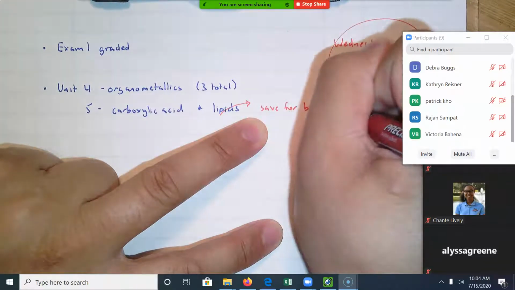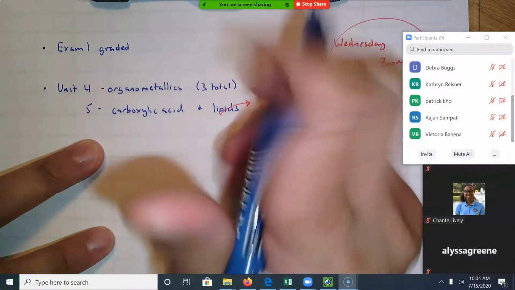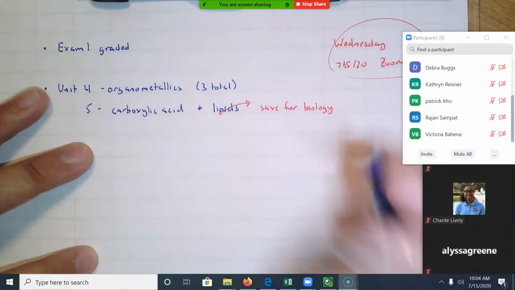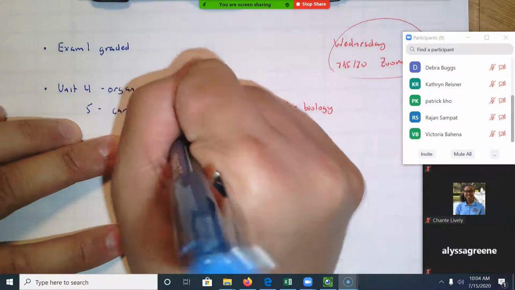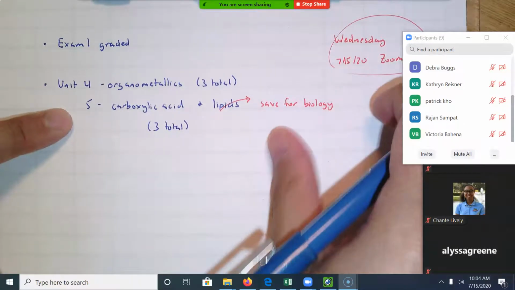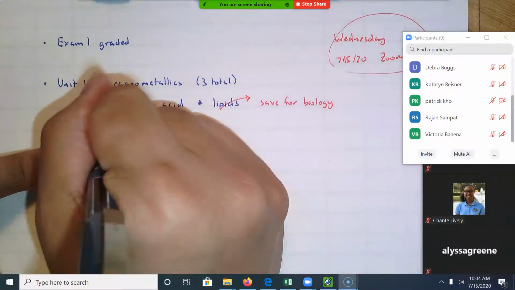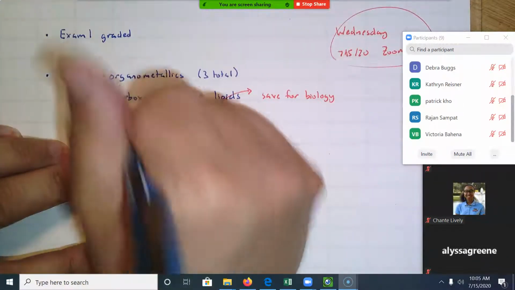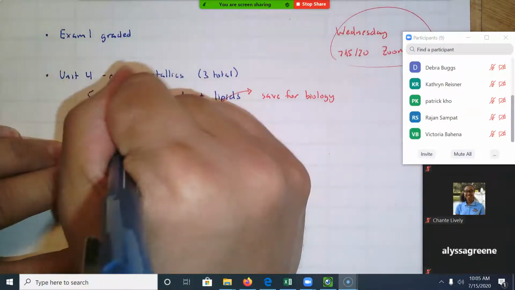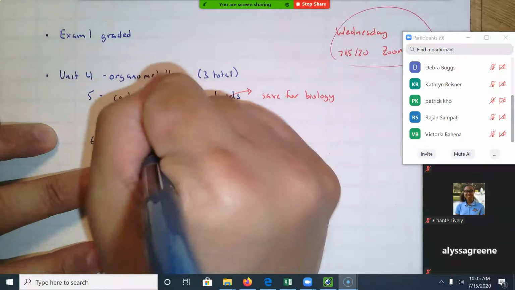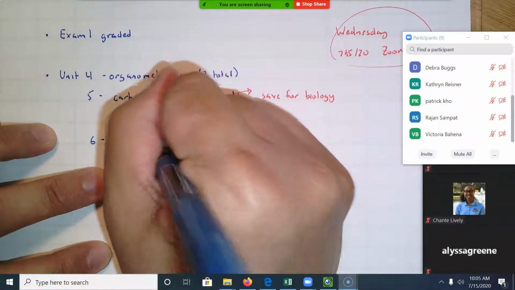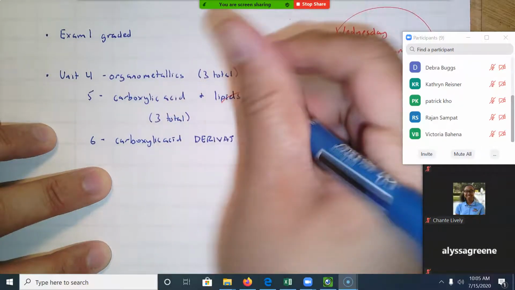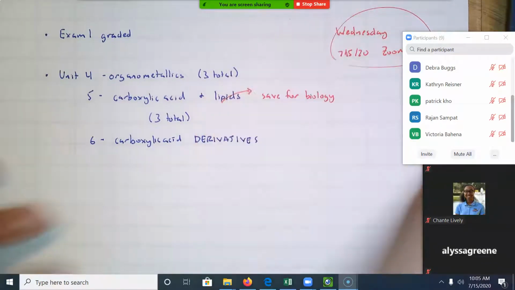What that means is that for carboxylic acid, there's probably going to be 3, maybe 4 videos total, but we'll go with 3. I'm going to try to get all of those in today. Looking ahead, I did warn you in an email that Unit 6 was going to be pretty large, but it is built off of Unit 5. So Unit 6 is called carboxylic acid derivatives.